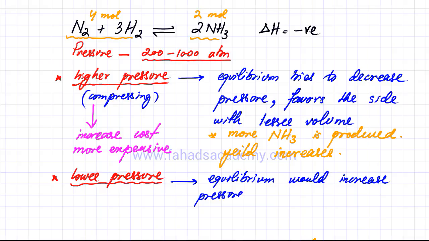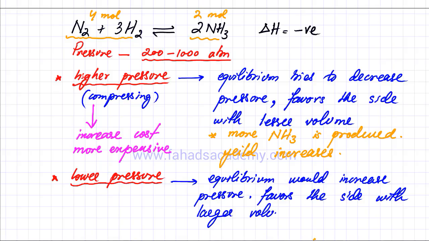And the only way it can do that is by favoring the side which occupies the larger volume. So it's going to favor the side with larger volume. Now we know that side is the left hand side. So your yield is going to decrease. We already discussed that the left hand side, or the reactant side, has 4 moles, whereas the product side has 2 moles. So the larger volume side would be the reactant side.